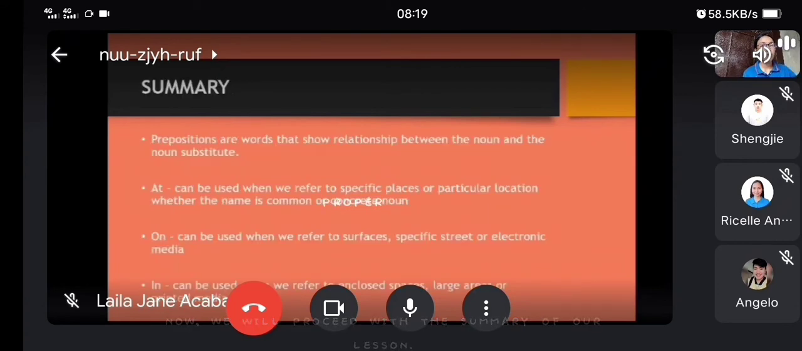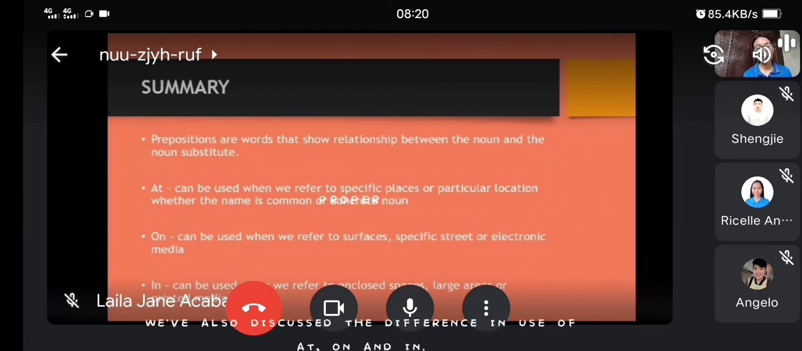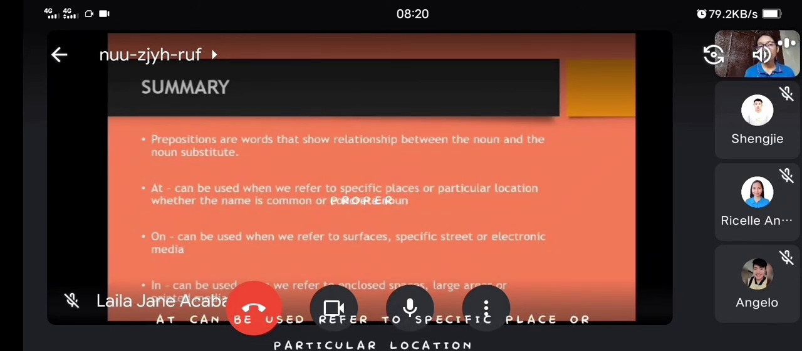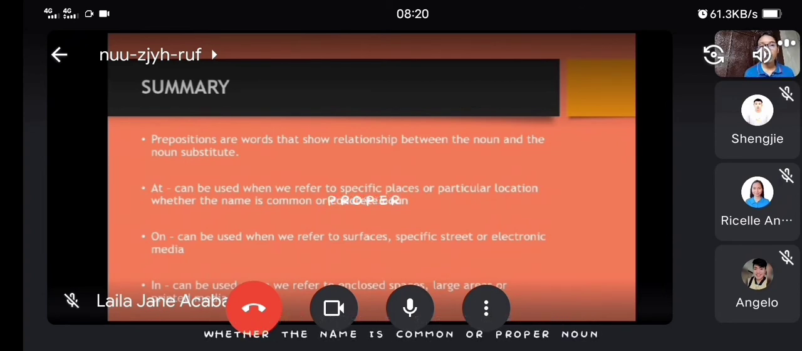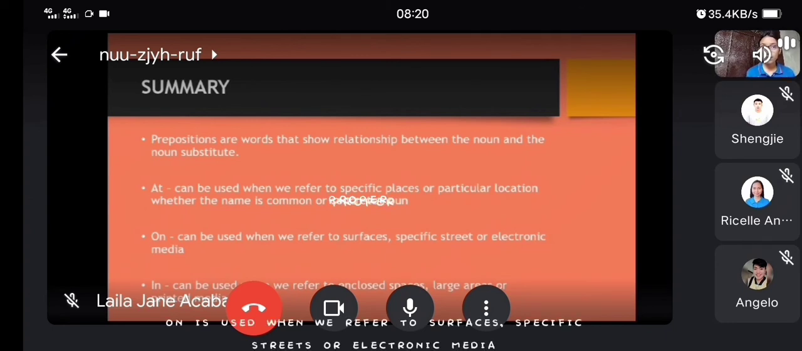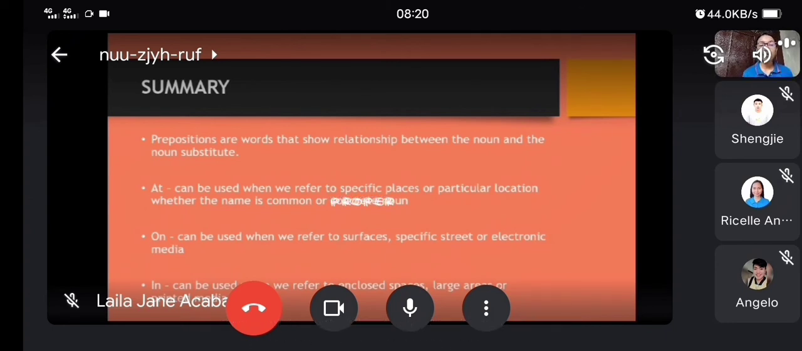Now we will proceed to our summary of our lesson. We discussed earlier that prepositions are words that show relationship between the noun and the noun substitute. It can also be noun to a noun. Prepositions carry meaning and it is highly contextual. We also discussed the difference in use of at, on, and in. At can be used to refer to specific places or particular location, whether the name is common or proper noun. On can be used when we refer to surfaces, specific street, or electronic media.